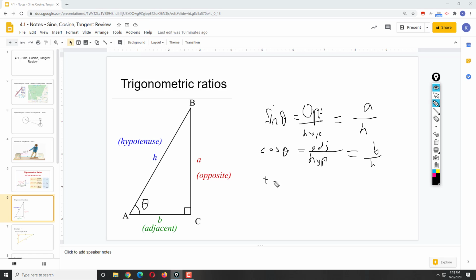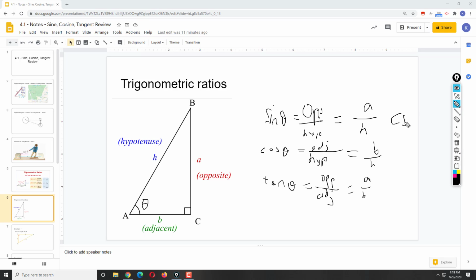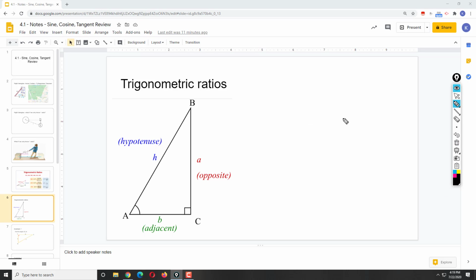And then tangent theta, tangent is opposite over adjacent, that's A over B. Okay, so sine, cosine, tangent. And then cosecant is 1 over sine, so it's h over A. Secant is 1 over cosine, so it's h over B. It's just the inverse of cosine. Cotangent is 1 over tangent, so in this case it's B over A. Okay. Now let's use this to solve problems.